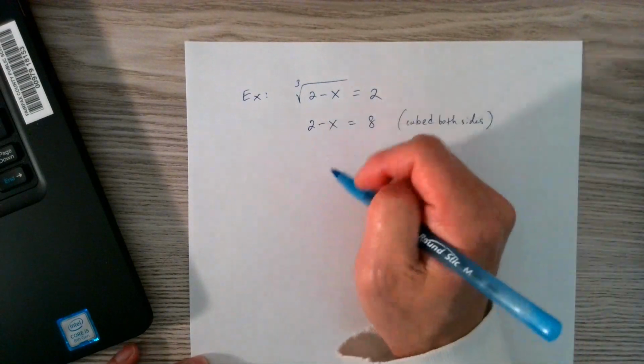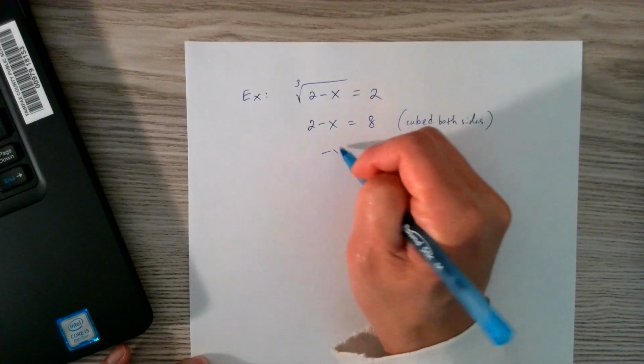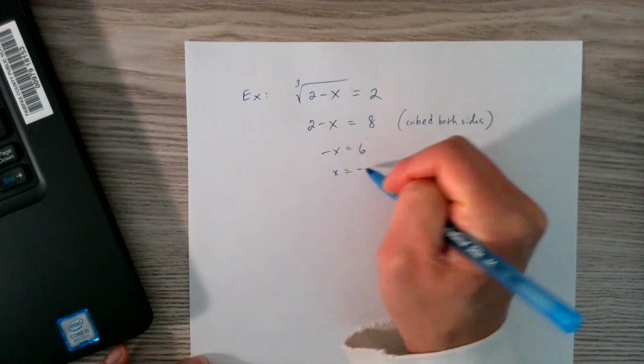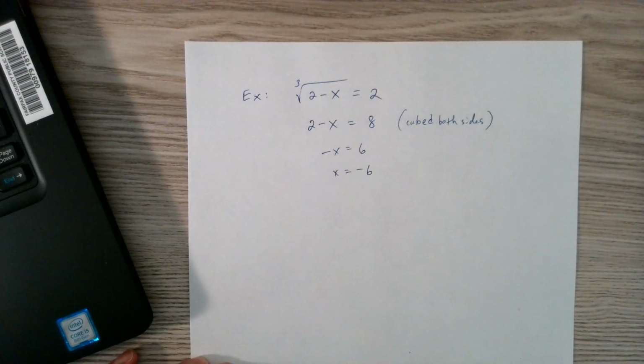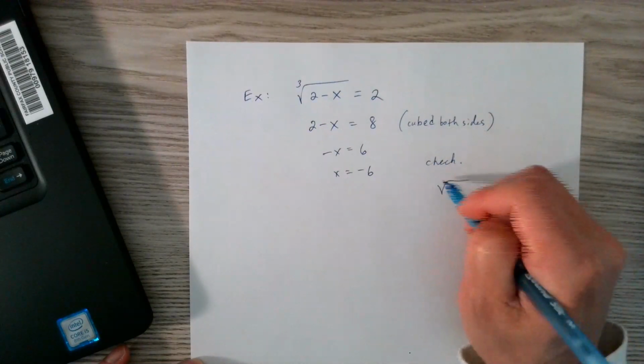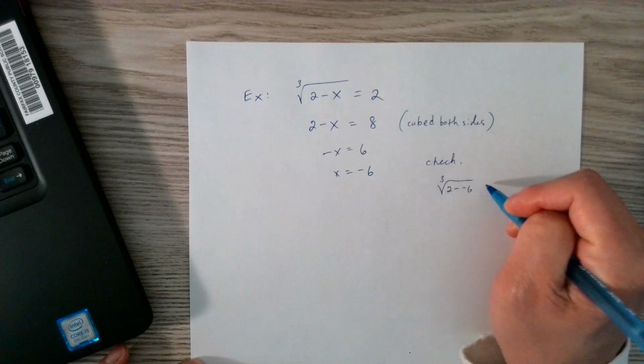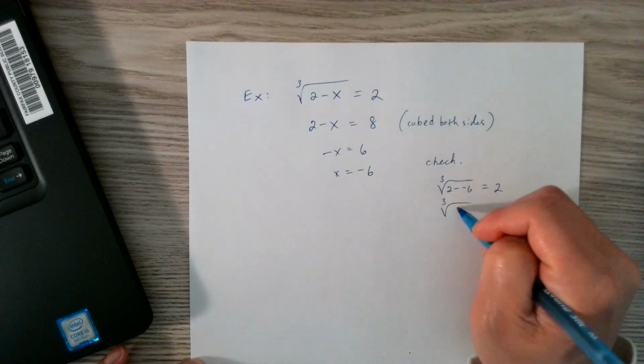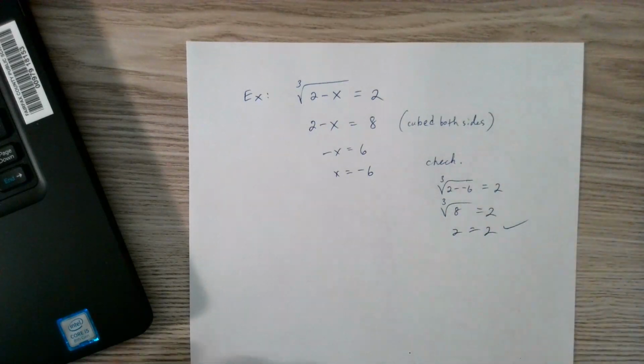Okay, and then I end up with x equals -6, and I'll do the check over here. And it works. Okay, so don't forget, when you see an index there that is other than square root, make sure you raise both sides to the correct exponent.